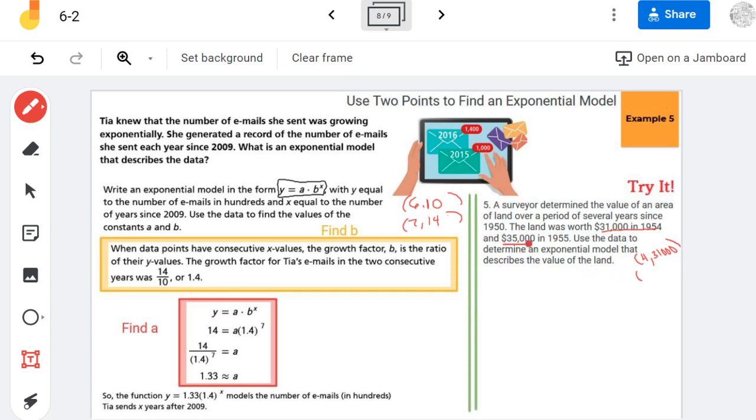And then in 1955, so 5 years after that, it was worth $35,000. Use the data to determine the exponential model that describes the value of the land. Okay, so there we have it.